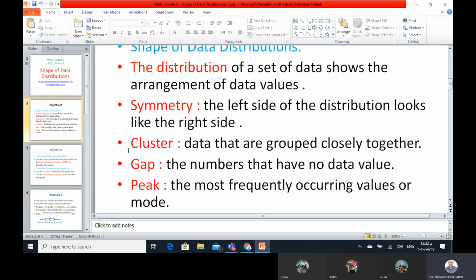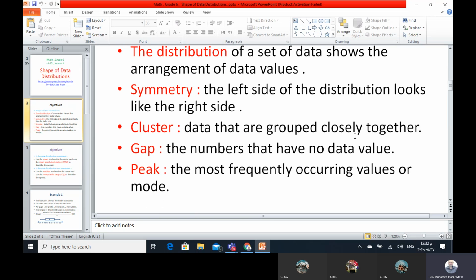What's the meaning of cluster? Data that are grouped closely together. What's the meaning of gap? The numbers that have no data value. What's the meaning of the peak? The most frequently occurring value, or mode.